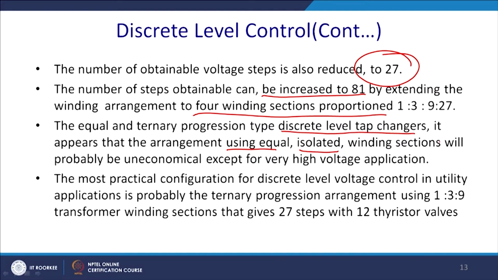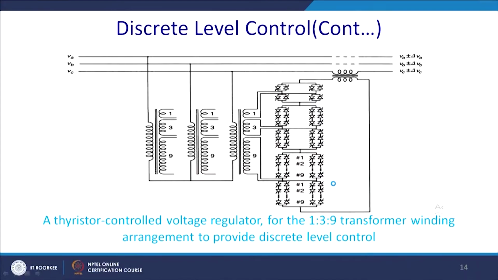So, previously this kind of splitting has been preferred. The most practical configuration for discrete level voltage control in utility applications is probably the ternary progression arrangement using 1, 3, 9 transformer winding sections, which gives you 27 steps with 12 thyristor valves. That is one of the biggest advantages of the discrete level control. So, this is the case here.